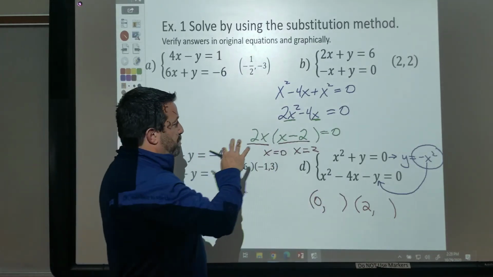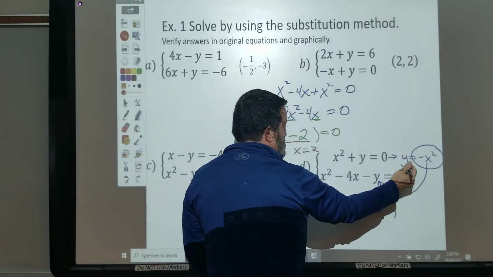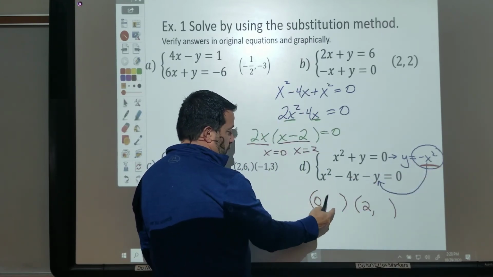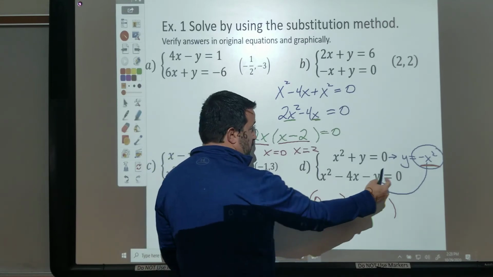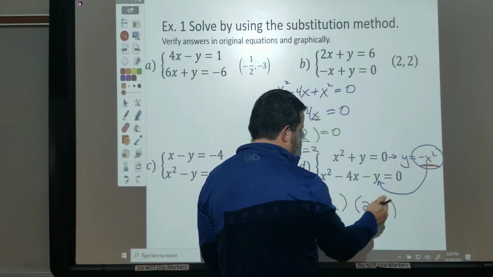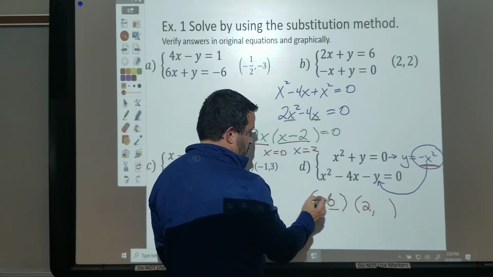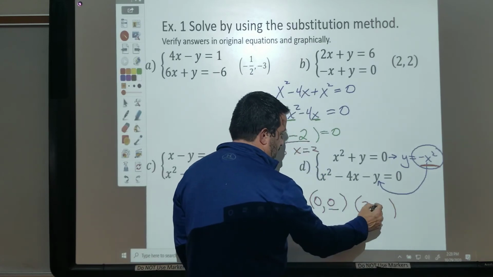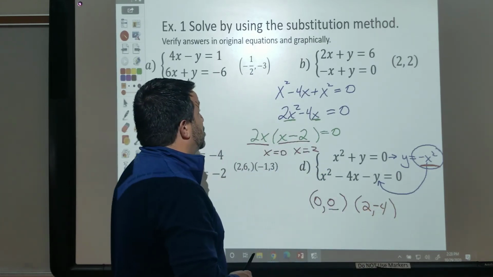So now we go back here where I've got y equals this. Well, I want to know what y goes here. Put 0 in for x. X squared, 0 squared is 0. The opposite of that would still be 0. So I get 0, 0. If I put 2 in here, 2 squared is 4. The opposite of 4 is a negative 4. So that's my second solution.